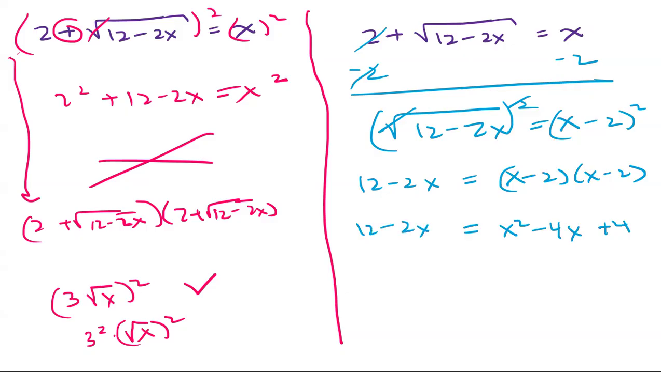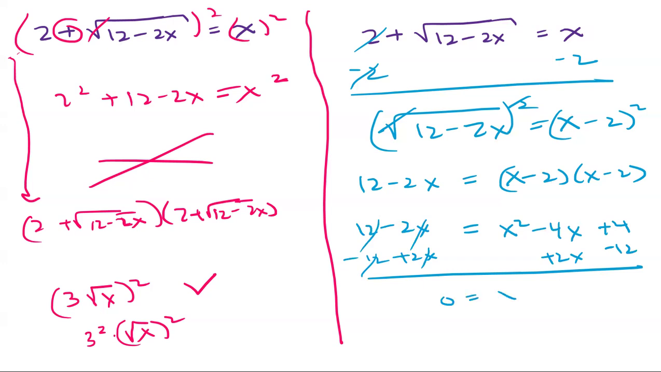Okay? So then I'm going to move everything to the right side because I want a positive leading term. Okay, so I'm going to subtract 12 and add 2x. Subtract 12 and add 2x. So these guys are going to cancel, and we're left with 0 there. And then here we'll have x squared minus 2x minus 8. Okay, and then we factor this, we get x minus 4 times x plus 2.